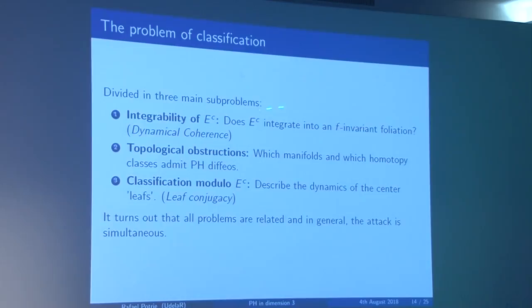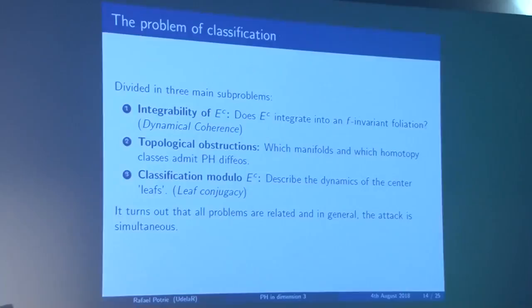Another important problem in classification is understand which manifolds and which homotopy classes of diffeomorphisms of these manifolds can admit partially hyperbolic diffeomorphisms. And then the ultimate goal would be to try to describe the dynamics of central leaves whenever they exist. So try to understand what is the structure of the foliation tangent to the center, and how does the dynamics permute the center leaves of this foliation or whatever you have there.